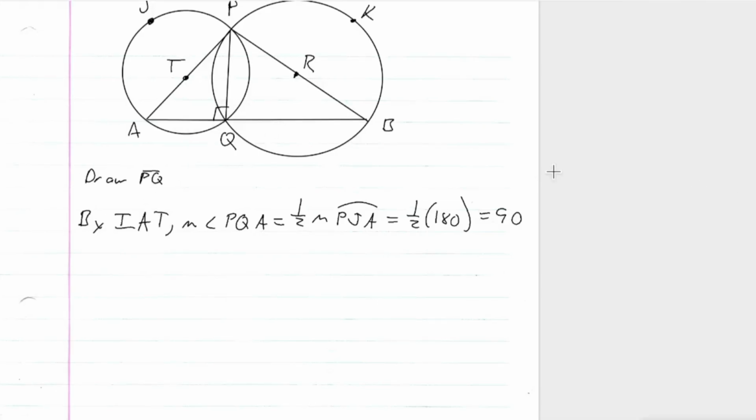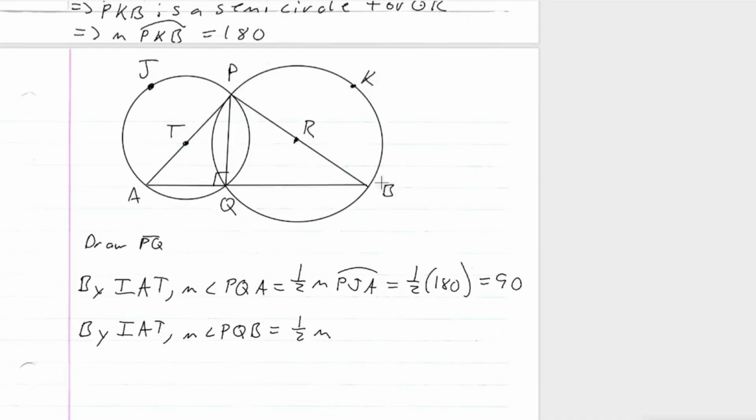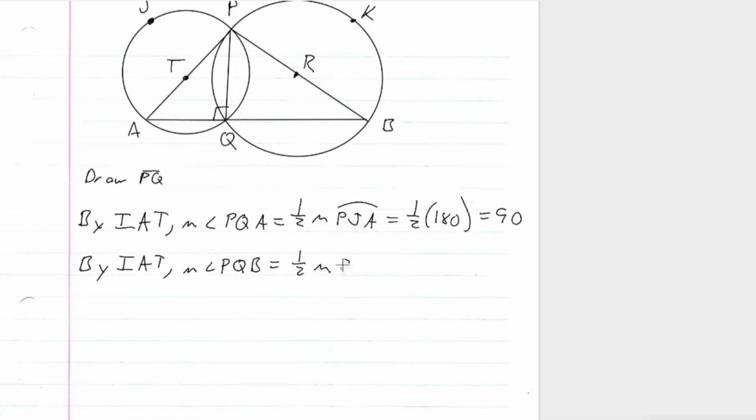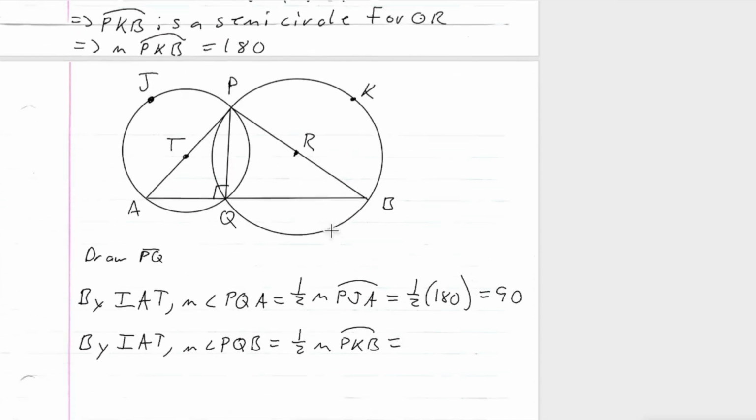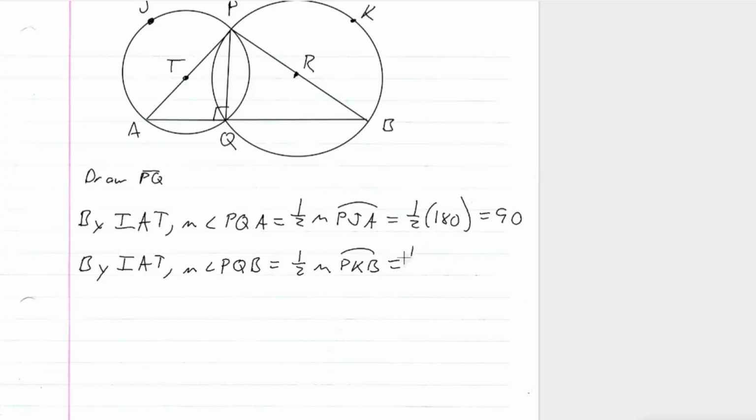Similarly, by the inscribed angle theorem, the measure of angle PQB is equal to half the measure of arc PKB. But remember, earlier we showed that the measure of arc PKB is 180. So that's half of 180, which is 90.